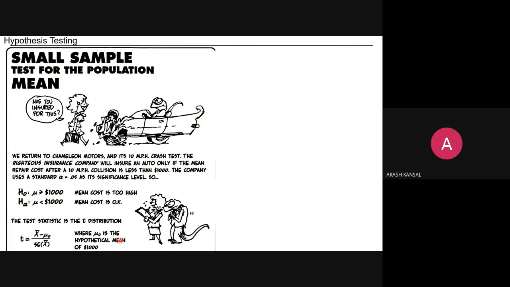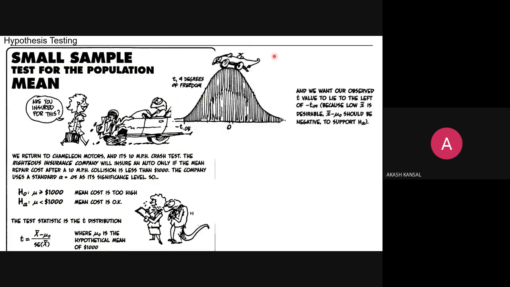And mu naught is going to be your hypothetical mean, which is 1,000. Again, we have 4 degrees of freedom in this, so 5 observations. And we want our observed t value to lie to the left of minus t 0.05, right? Because a low value of x bar is desirable. Low value is desirable. So x bar minus mu naught should be negative to support the alternate hypothesis, right?